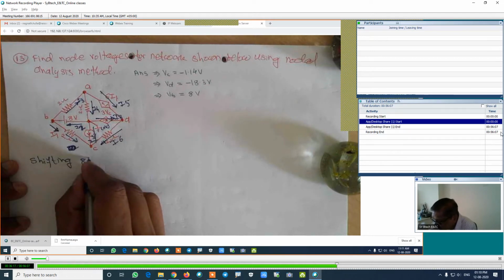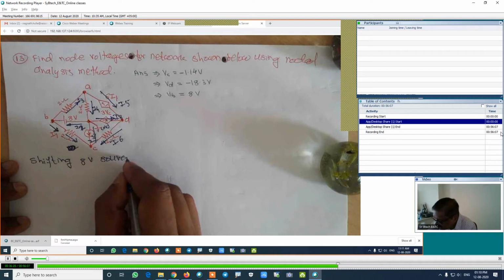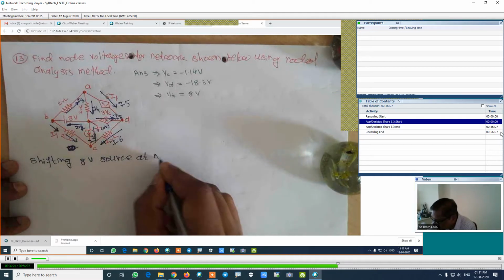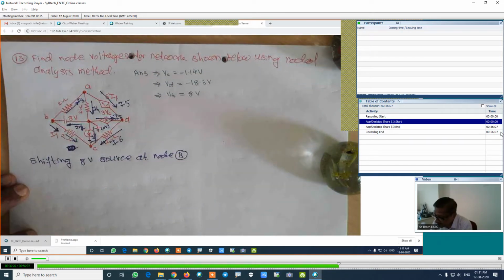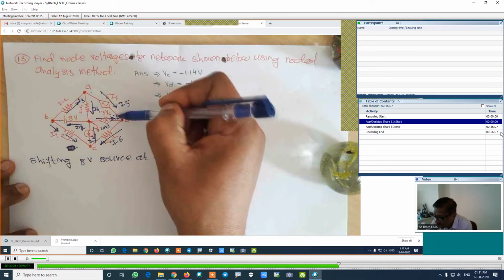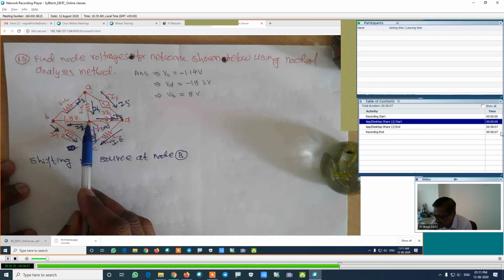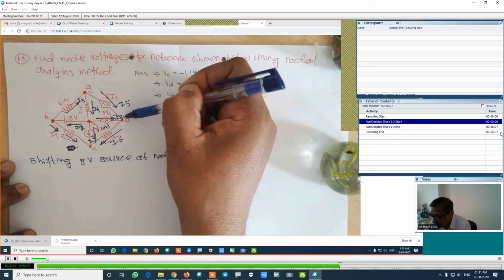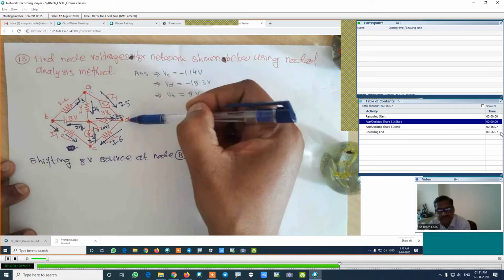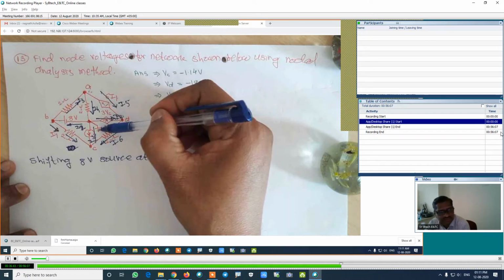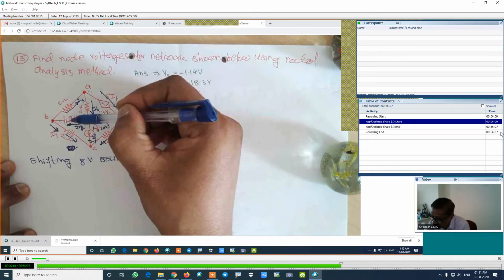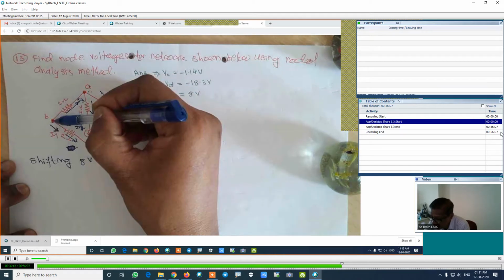the 8-volt source at node B. Are you getting me? We are able to shift maybe this potential or this potential. In this case, shifting of this potential is not possible because neither this node nor this node is at ground potential. Shifting is possible when one of its nodes is at ground potential. In this case, this ground node is already given to us. That's why we are in a position to shift this potential only to node B.